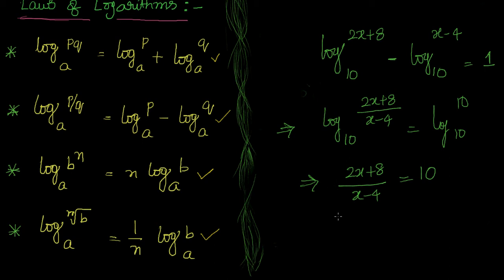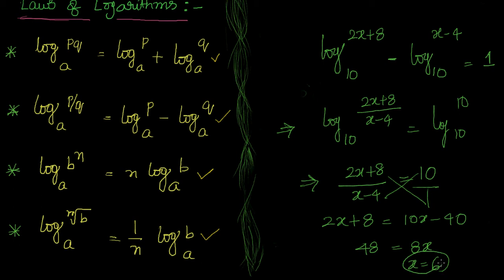That's nothing but 2x plus 8 equal to, this is how I used to do, 10x minus 40. Simplify it. 8x equal to 48. x equal to 6. Want to cross check?